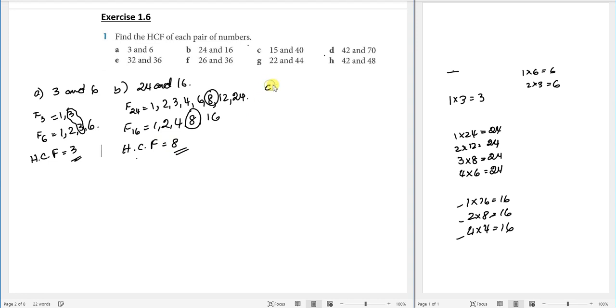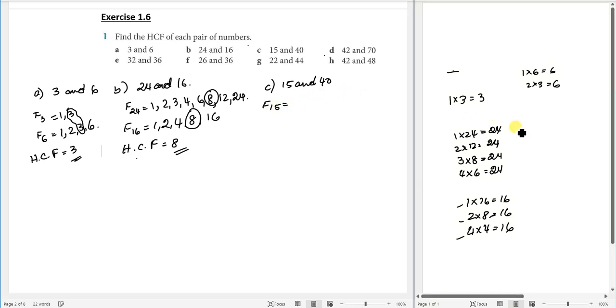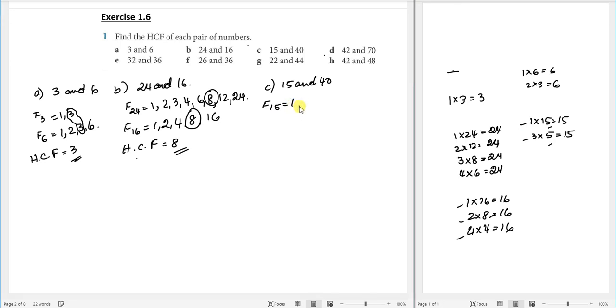Moving to question C, we have 15 and 40. So we write F15. 1 times 15 is equal to 15. 3 times 5 is equal to 15. So we have 1, 3, 5 and 15.